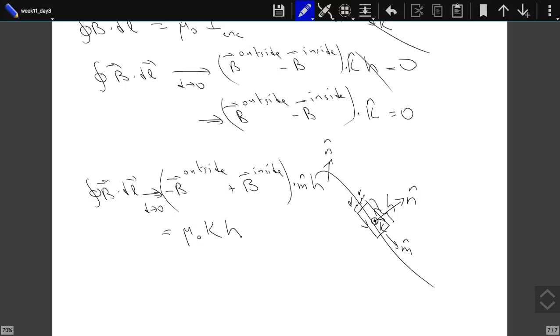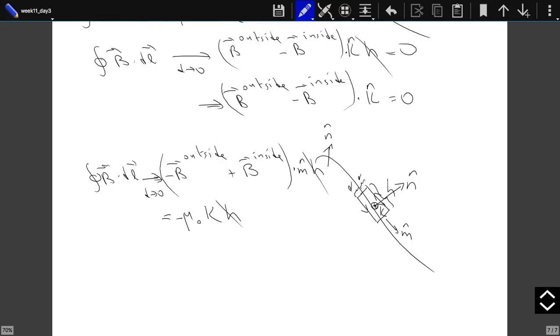But keep in mind the direction is minus. You see, my loop is going counterclockwise. Use your right hand, the positive current is out of the screen. But the current is into the screen. So that's why I should put a minus over here. And now I can cancel the H's. I obtain B outside minus B inside in the direction of M should be equal to mu 0 times K.